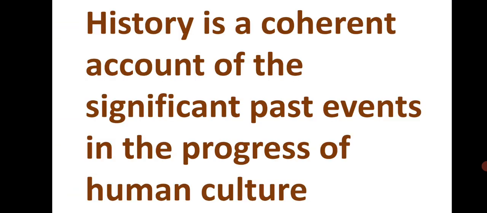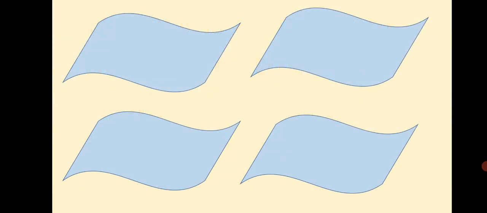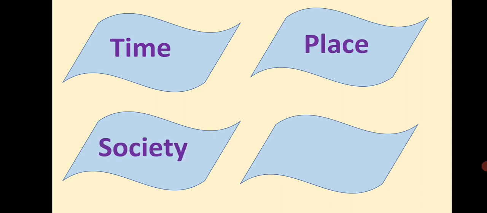History is a coherent account of the significant past events in the progress of human culture. So, this is the definition for history. Coherent means logical and consistent. So, what all is counted? Time, place, society, and individuals are the four major pillars of history. So, history comprises four main pillars, which are time, place, society, and individuals. We cannot write history without them.